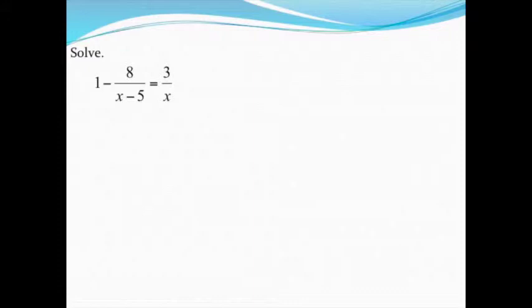To solve this rational equation, I'm going to begin by multiplying each individual piece by the least common denominator. Multiplying the numerators of this equation by the least common denominator will have the effect of eliminating the fractions for me and making a much easier, hopefully much easier, problem to solve.